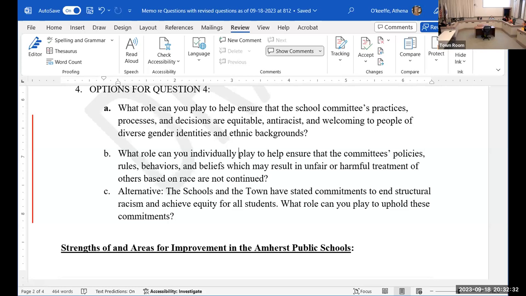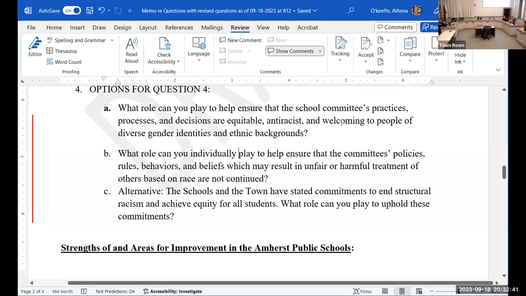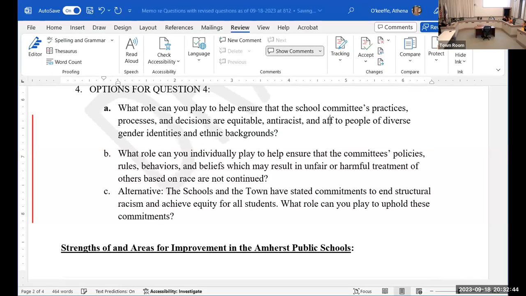I think that my initial comment when I first raised my hand was in A, changing welcoming to being affirming. I think those are two different things. And I think we want to be affirming, not just welcoming. That's my opinion. And then the other thing was thinking about with C, if Michelle is amenable to this, I guess we're not doing formal amendments, but I'm curious about adding something along the lines of what role can you play as a school committee member, or what role would you want to play as a school committee member? Again, bringing in that part that I think is really strong in A and B about policies, rules, practices, processes, and decisions. I'd love to bring that in to C in some way.